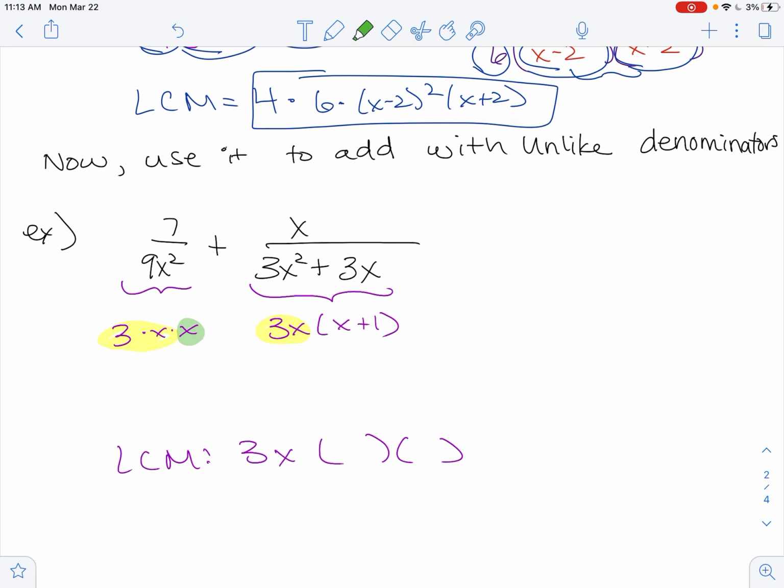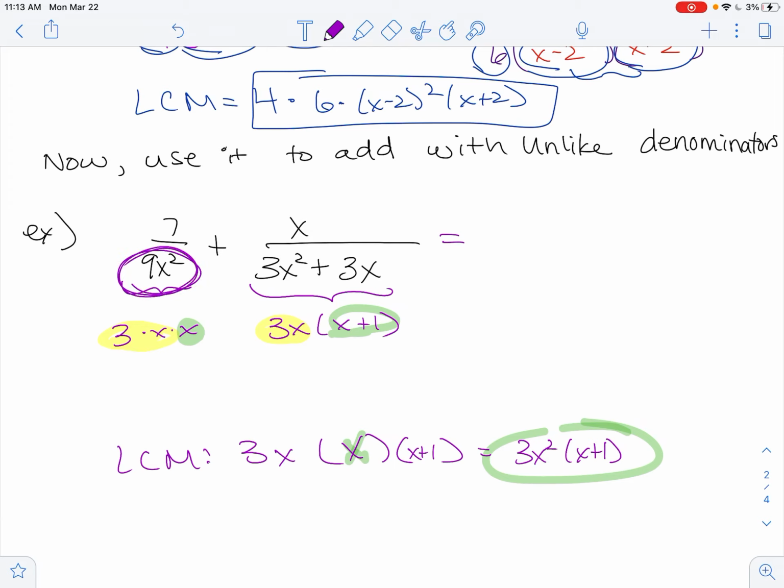So we've got an x here and an x plus 1. And that's our total LCM. So this is going to be 3x squared times x plus 1. So we're going to use this to get the denominator to be the same on both. So I see 9x squared is here, and I need there to be, oh, actually this needs to be another 3. So this is going to be a 9x squared actually.